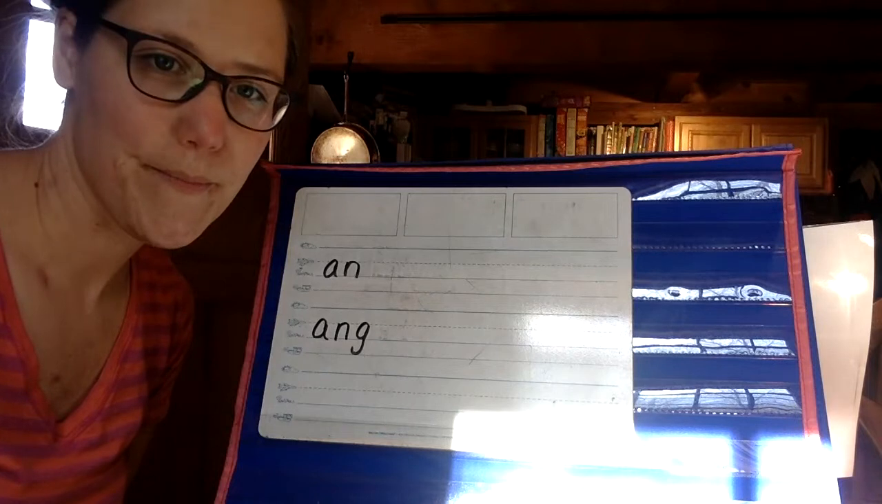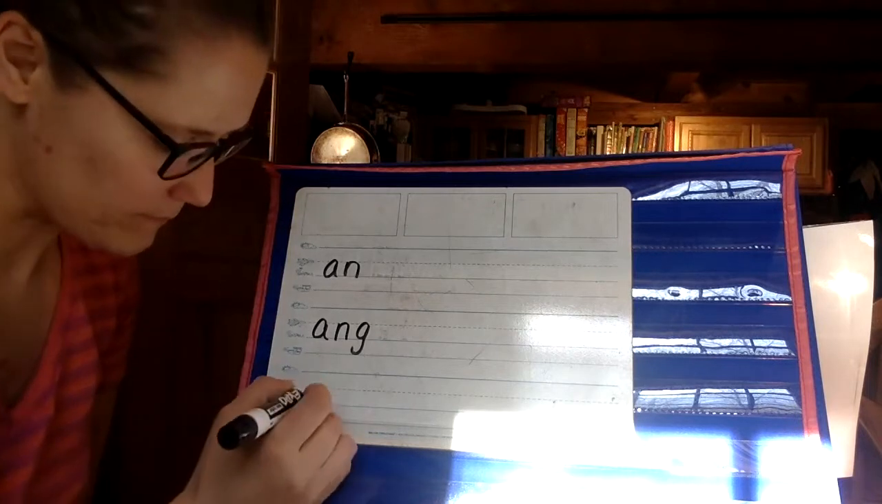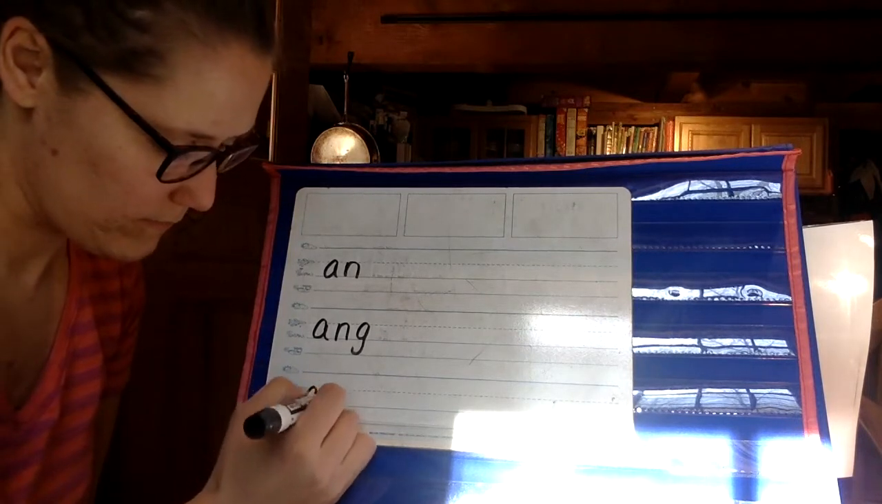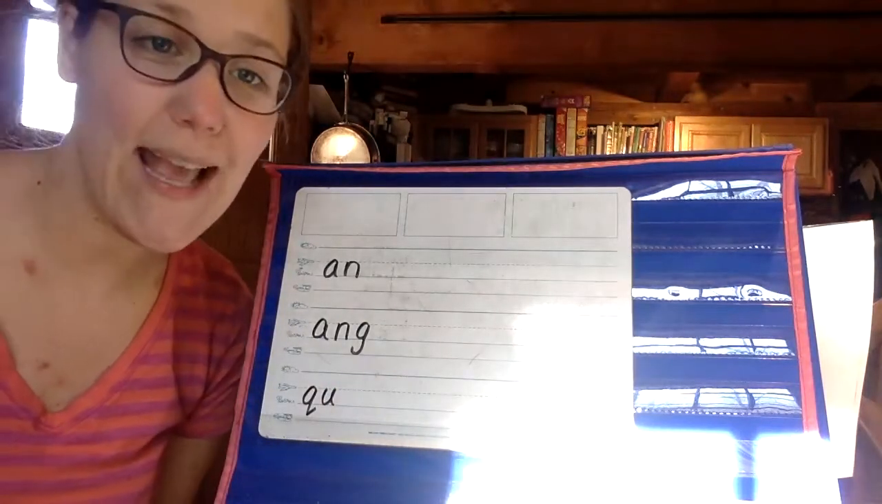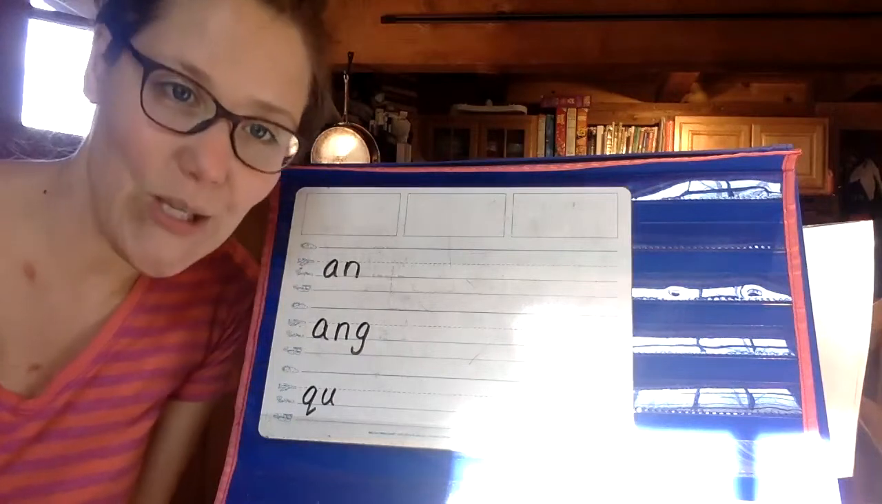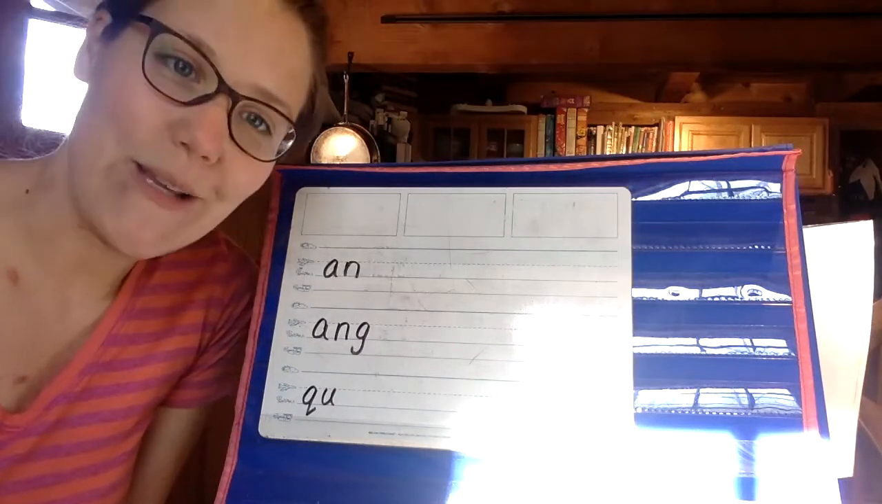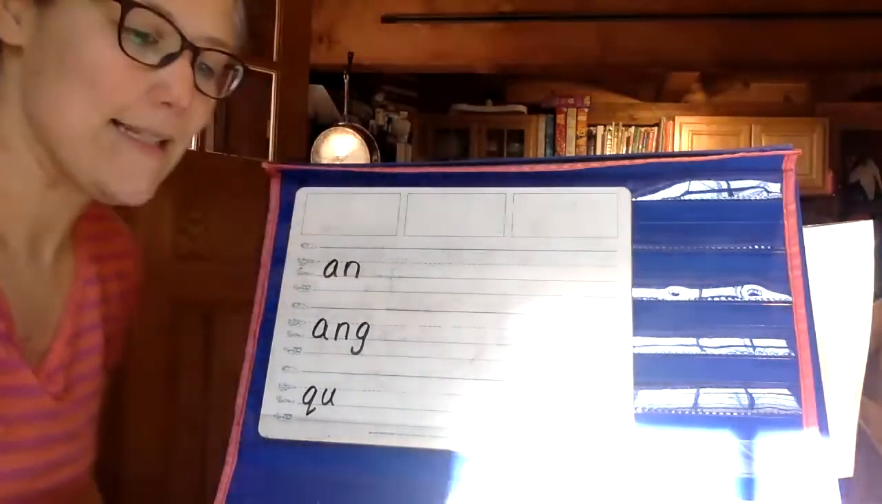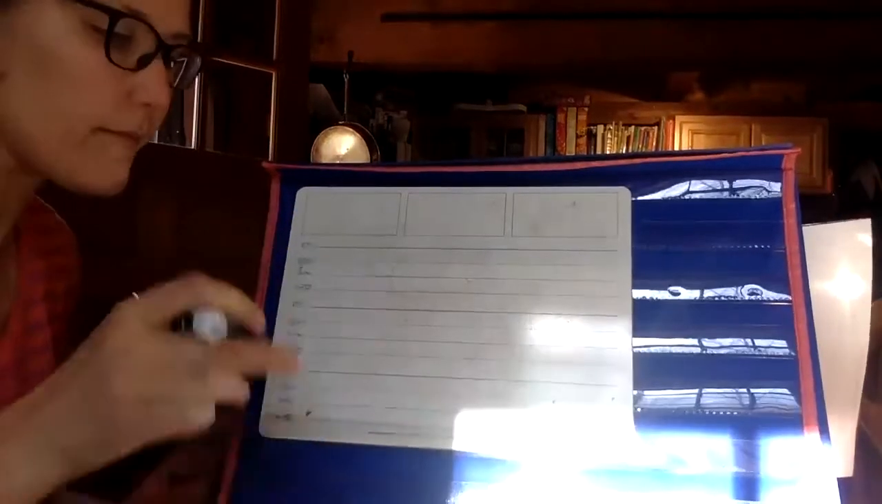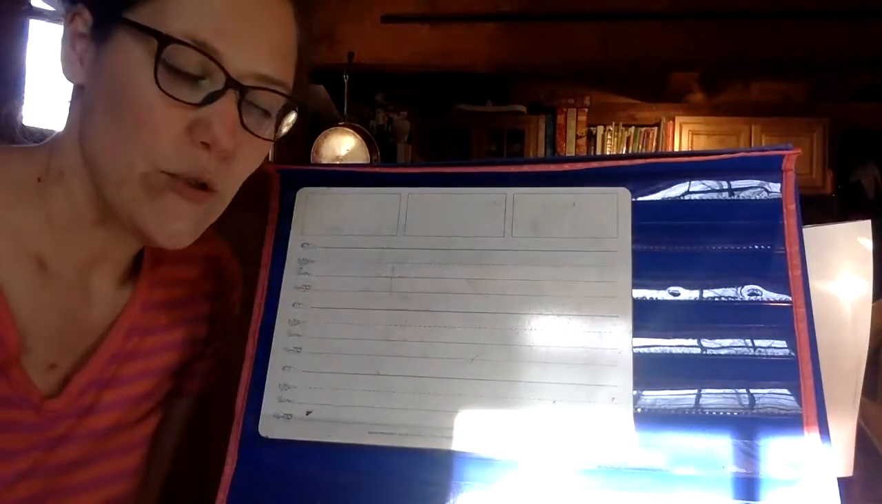Qua. Q, U. Remember, Q is a chicken letter. It never goes anywhere without its best buddy, U. If you write a Q, write a U next. Q, U. All right, clear your boards. Now we're gonna do some words.